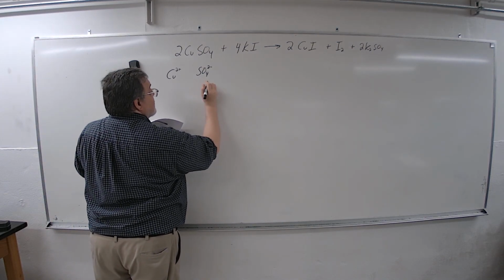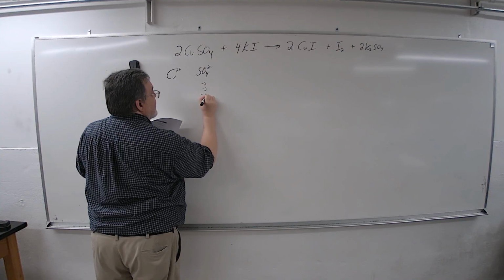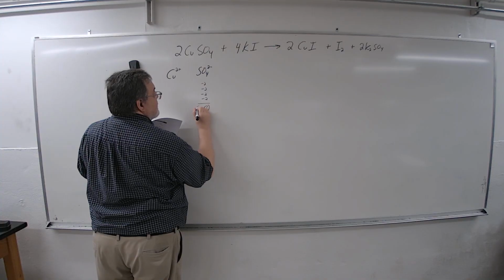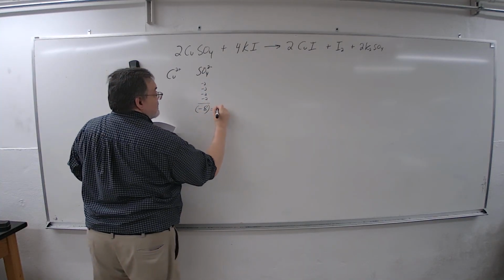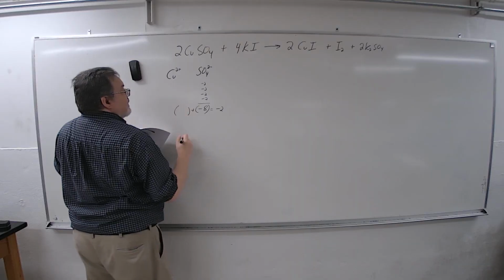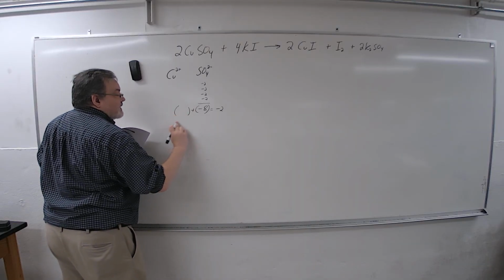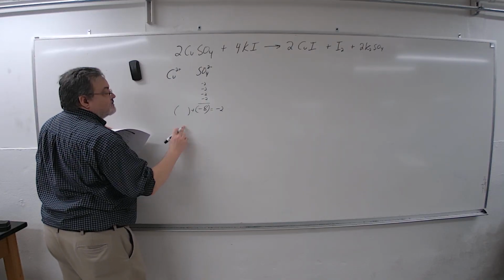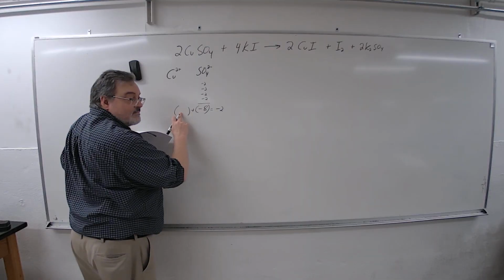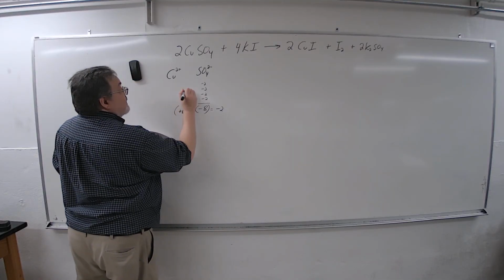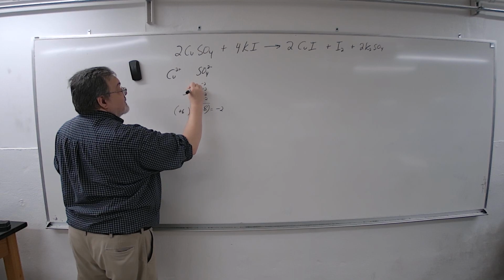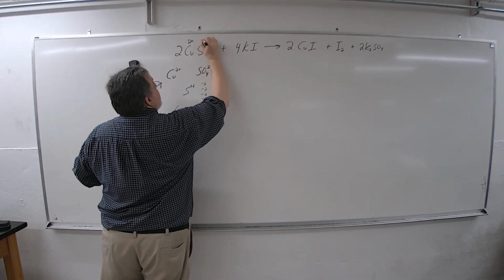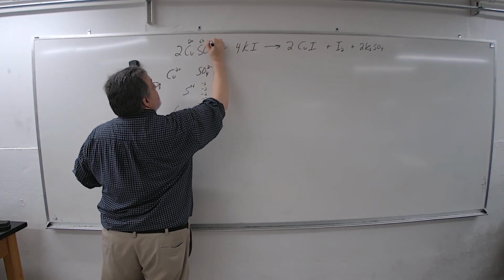What is the oxygen here? Well, it's negative 2, negative 2, negative 2, negative 2. That's 4 of those, so that's a negative 8. The charge here is minus 2. All right, so what do I need here to make this true? There's only 1 sulfur here, so it's plus 6 for sulfur. So copper is 2 plus, sulfur is 6 plus, and oxygen is 2 minus.